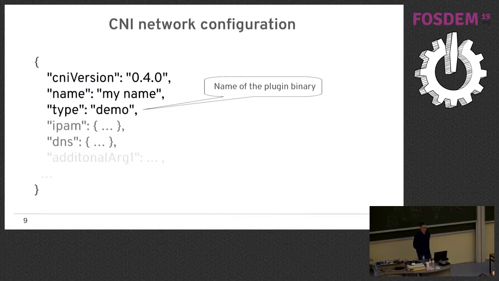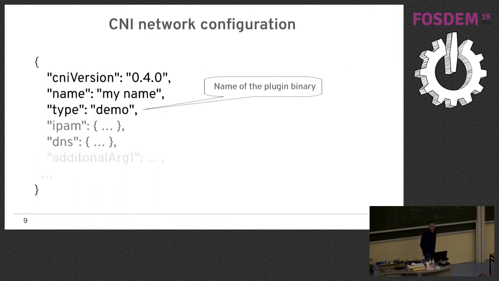Let's look at an example of the network configuration file. There are actually only three mandatory parameters. CNI version, this is the version of the CNI specification that we implement, name, and type. Type is important here. It is actually the name of the plugin binary which we will invoke. So if we are using demo, our binary also has to be named demo.